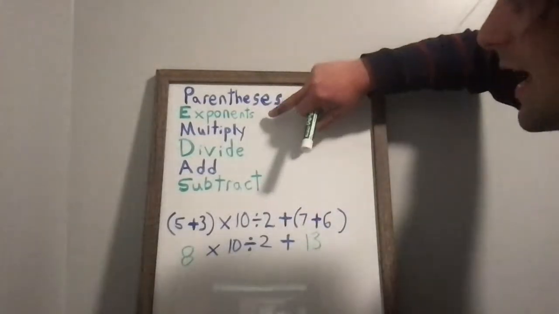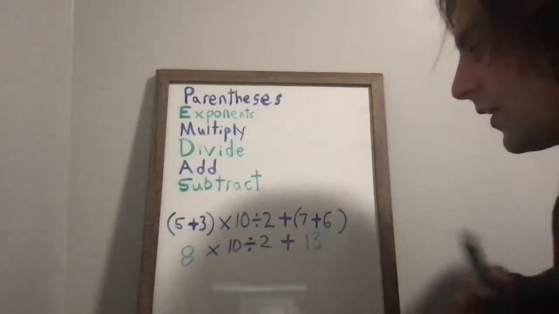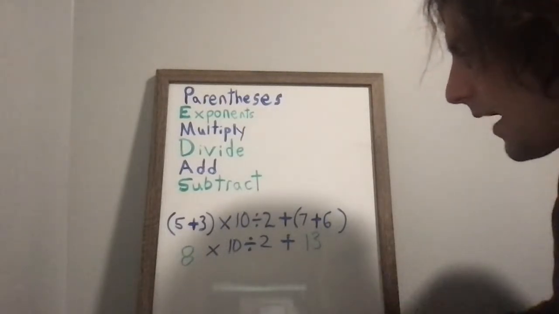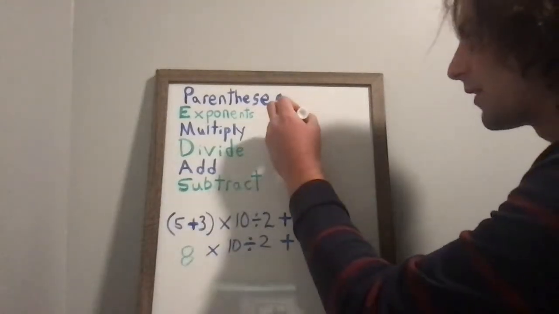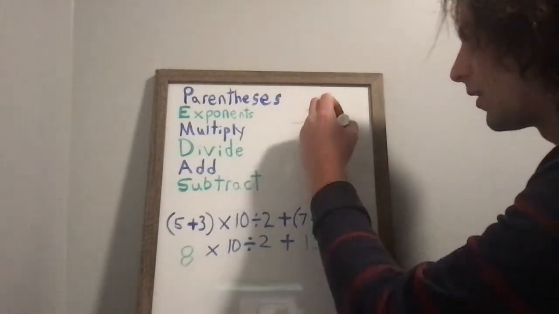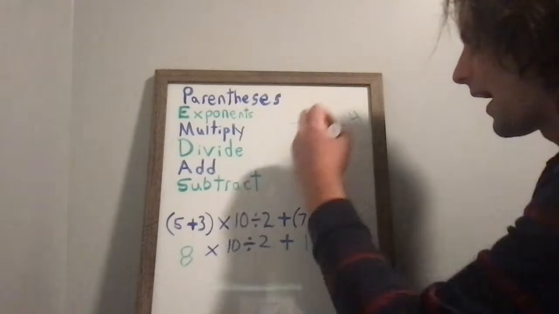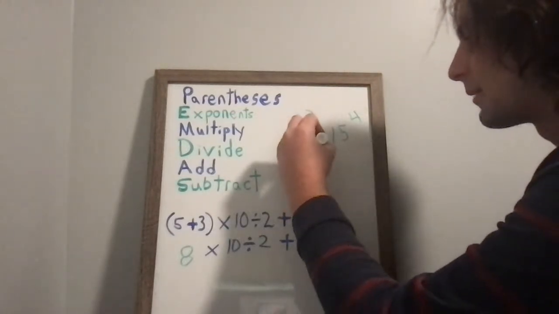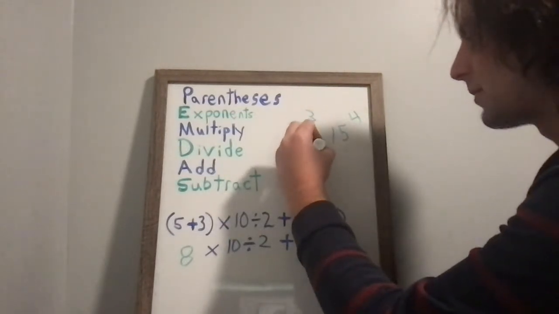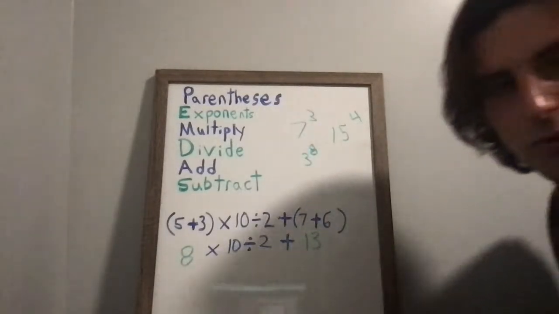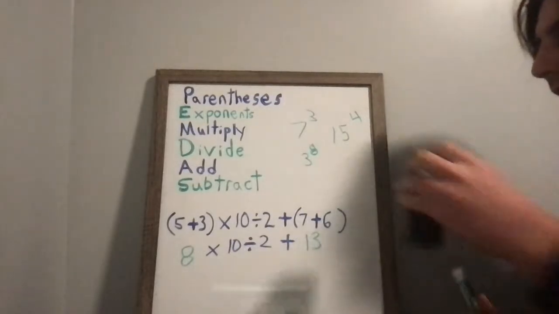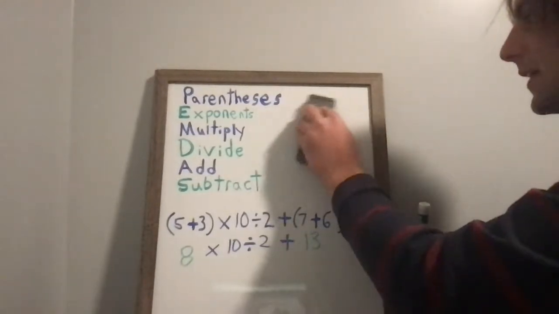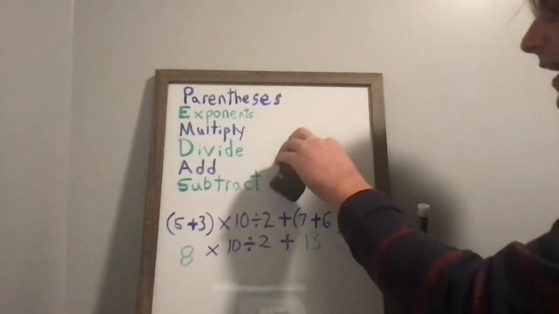Now, step 2 is exponents. We don't have any exponents in this problem. Now, if you're wondering what exponents are, this is an example of an exponent: 7 to the 3rd power, 15 to the 4th power, 3 to the 8th power. These are numbers with exponents. We don't have any numbers with exponents in this problem, so we can skip past that.